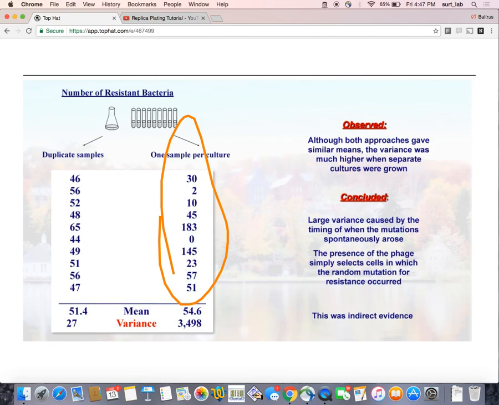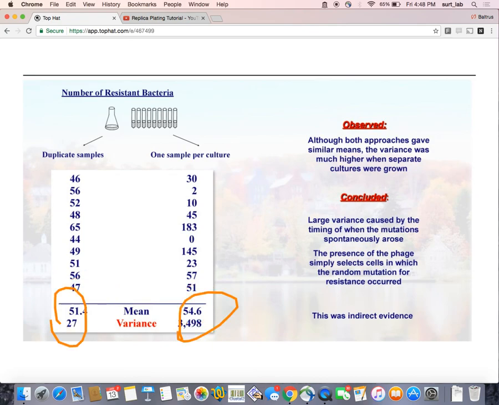When Luria and Delbruck actually set up the experiment, you get the same means, so it's the same average number of mutants basically, depending on how you grow them up, but the variance between plates is much different when you grow them up in a variety of little cultures. So this difference in variance showed them that mutations were occurring randomly during growth, before exposure, because there were mutants within the cultures before they actually plated them out on the plate. But again, it was indirect evidence, and so people didn't necessarily believe it for a while.